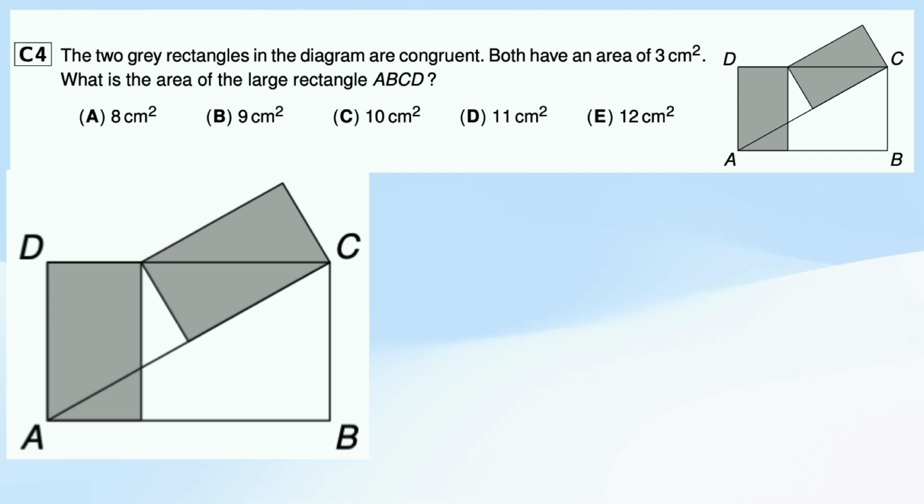The two gray rectangles in the diagram are congruent. Both have an area of 3 square centimeters. What's the area of the large rectangle ABCD?